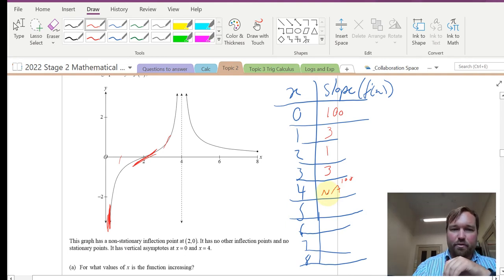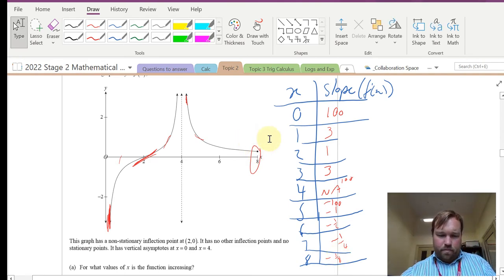Jumping over to 5, well, it's minus 100 because it's extremely steep down. And by the time we get to 5 it's minus 1, and then by the time we get to 6, we're minus a half, and then by the time we get to 7, we're minus a quarter, and minus an eighth. Note that there's a dot on the end, so it doesn't continue on forever, we just end. And we're ending slightly negative.